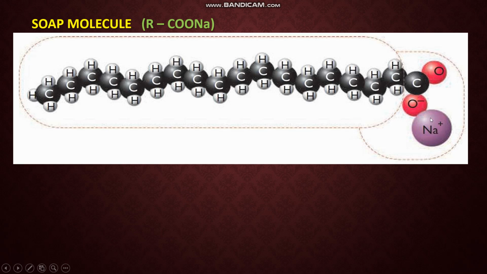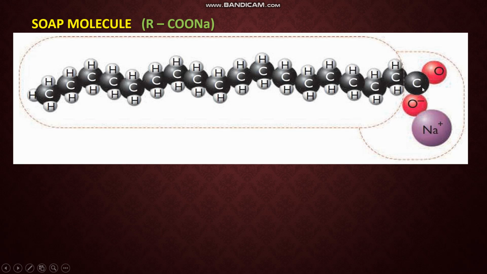Now this RCOONa, this is polar in nature. What is meant by polarity? Charge separation. You can see here the charge separation COO minus and Na plus. But this part, the hydrocarbon part, is non-polar. There is no charge separation here. So a soap molecule is having two ends. One end is polar, the other end is non-polar.